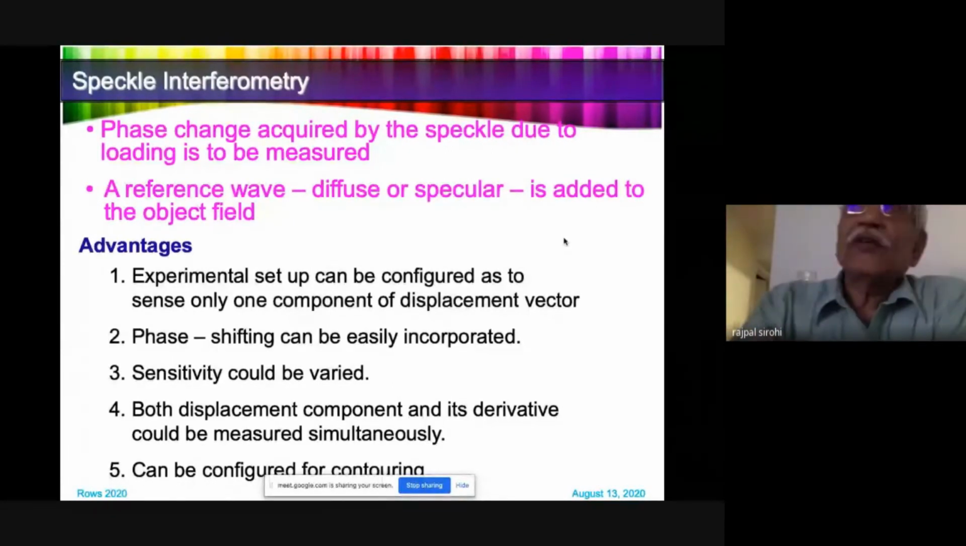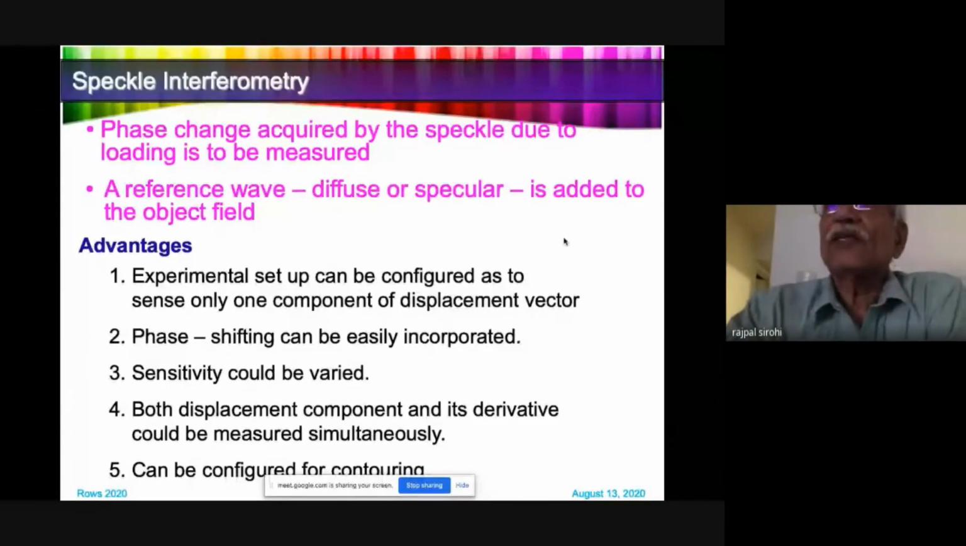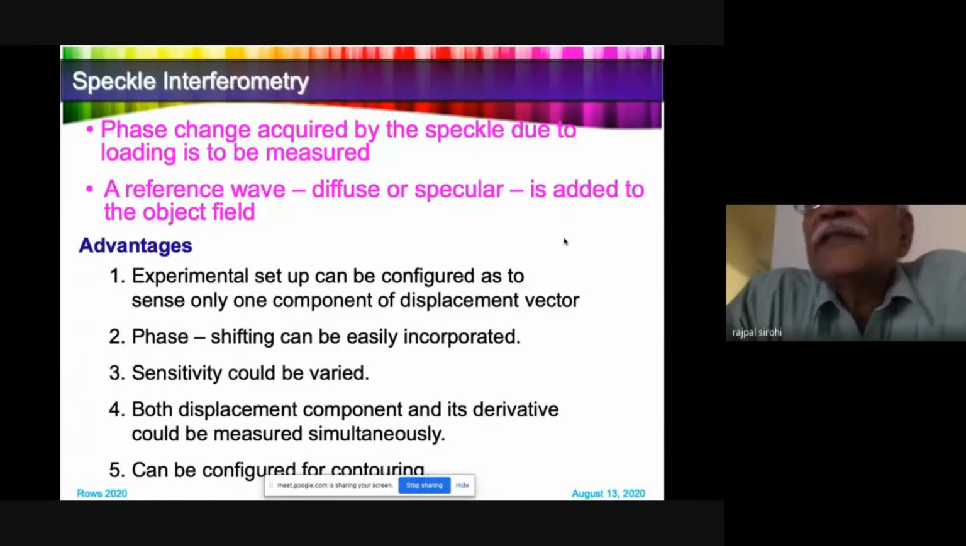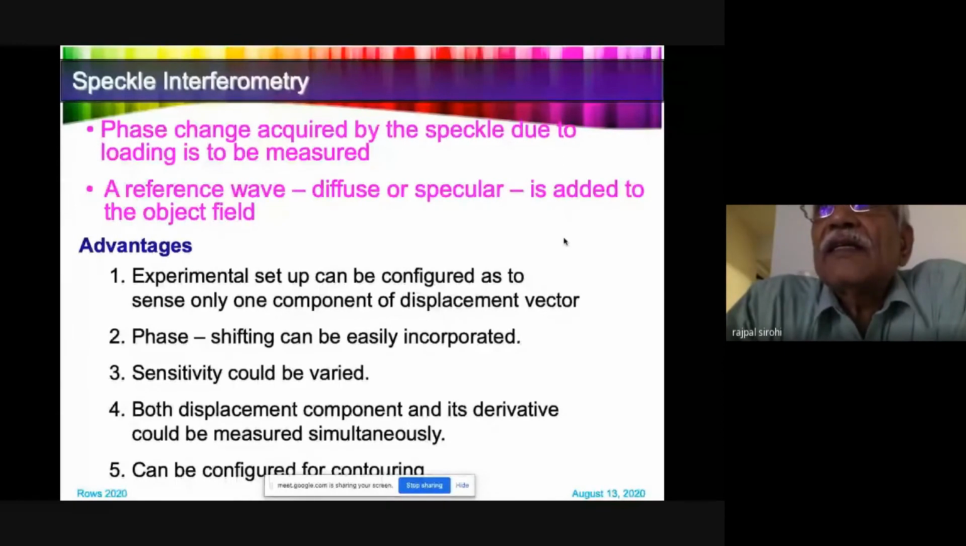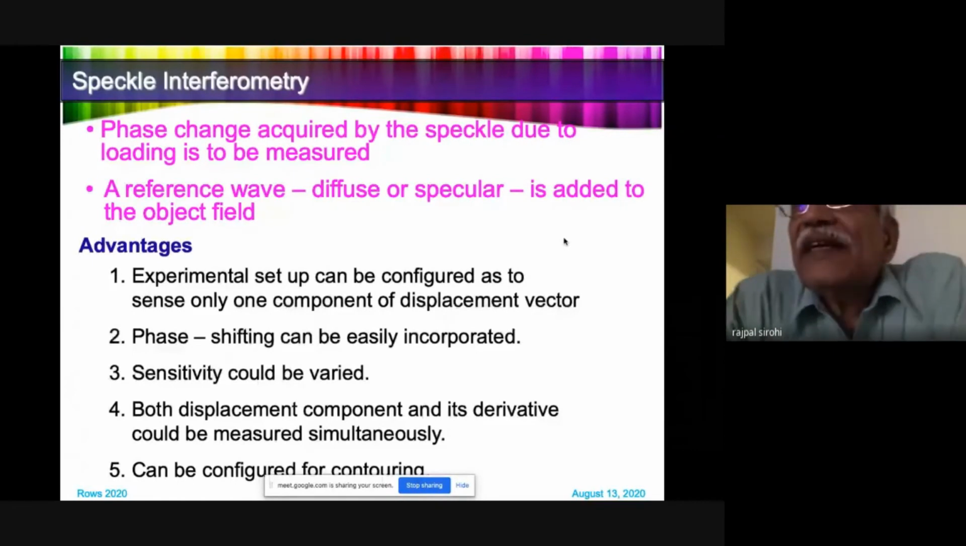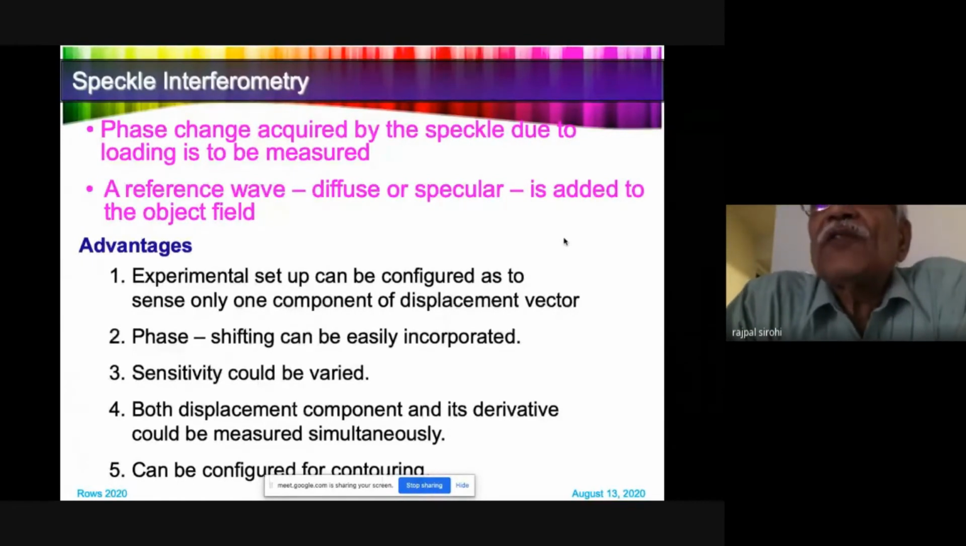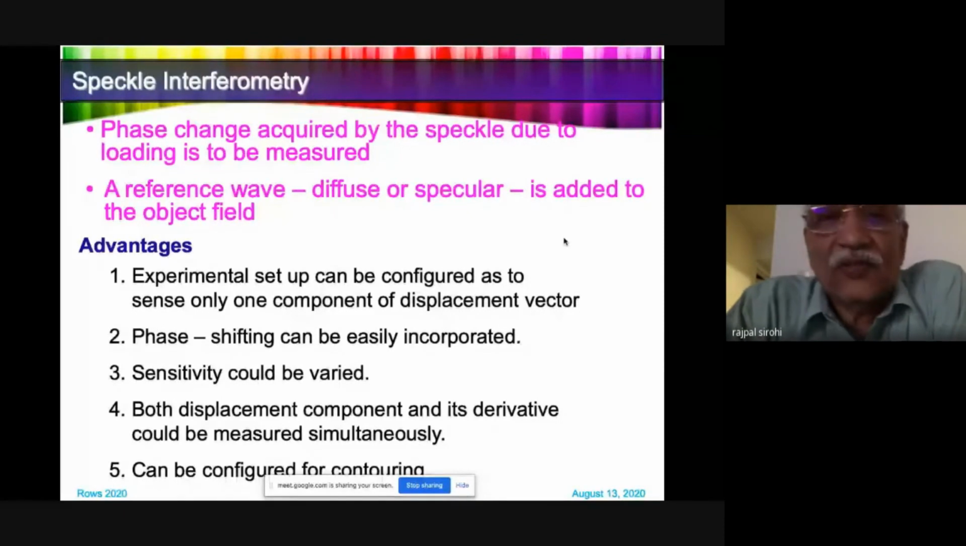Those of you who have done holographic interferometry, you will notice that in hologram interferometry, you record the displacement vector. You cannot really sort out which component you are recording. And in order to retrieve that information, you have to do processing at multiple directions and so on. It's a much more complicated thing. Here I can have a setup which will give me only one component of the deformation vector.